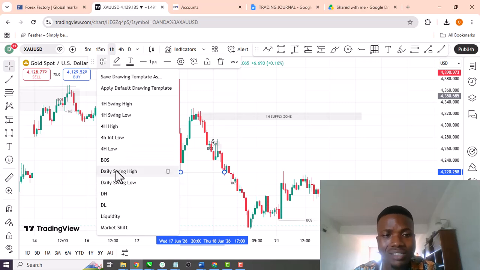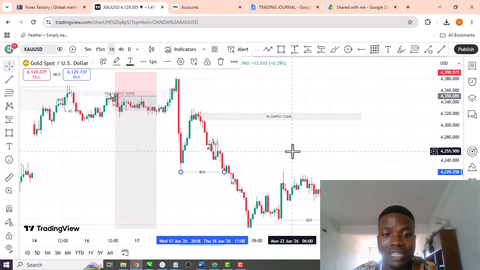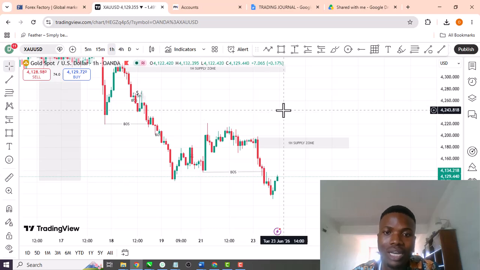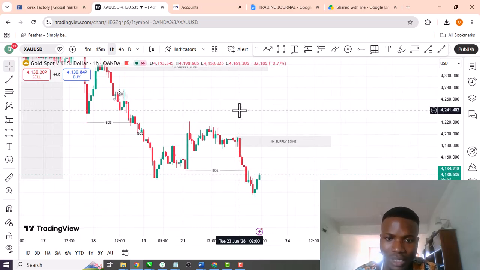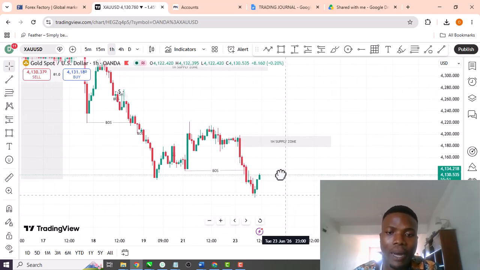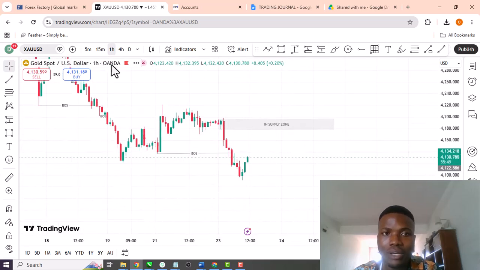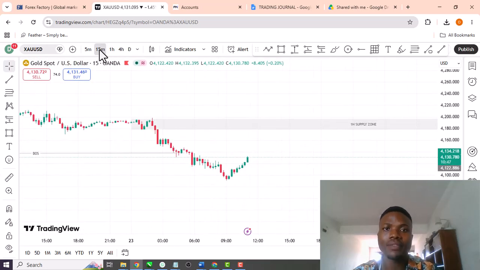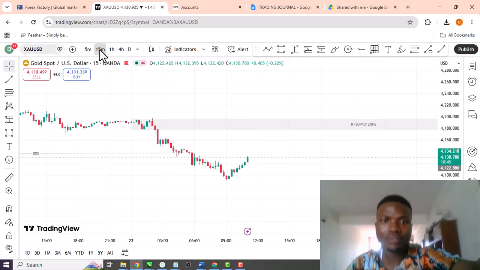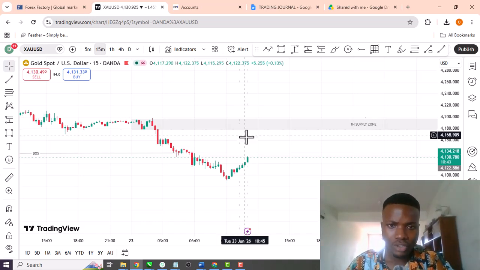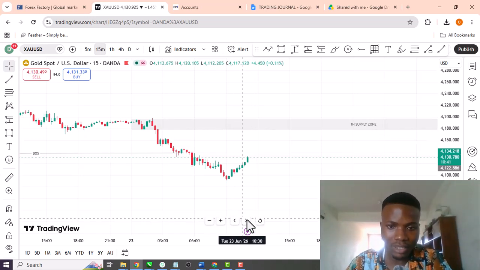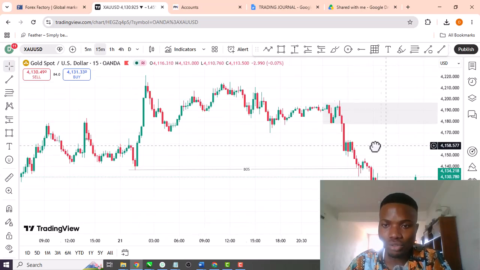So we can call this 1 hour break of structure, but I usually leave it as BOS. So now let us focus on what price is currently doing. All right, so currently if I go down to 15 minutes, all right, so now look at the 15 minutes time frame right now. So now what am I going to do here?